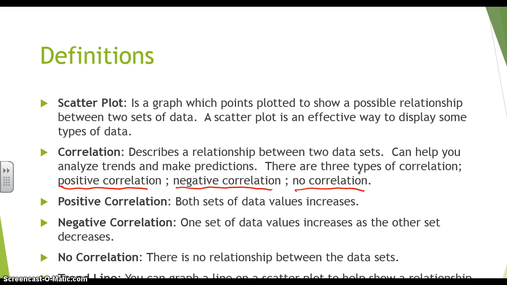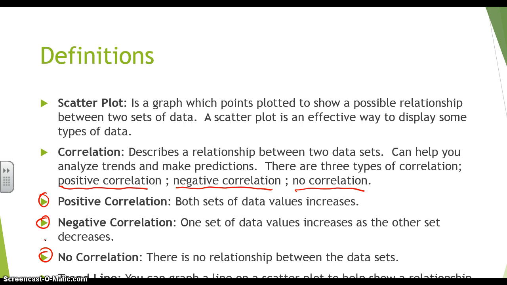Positive correlation is when both sets of data values are increasing. Negative correlation is when one set of data values increases as the other set decreases. No correlation means there's no relationship between the data sets. And so these are the big three definitions that you really want to become familiar with.